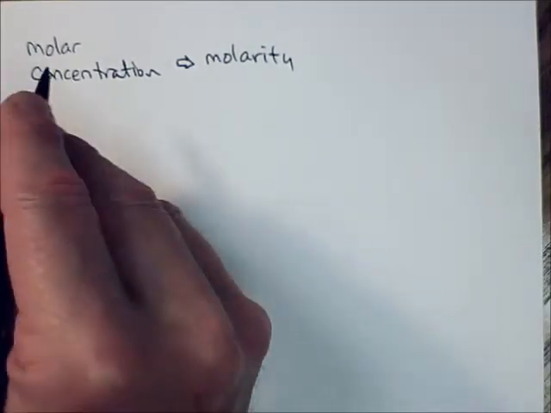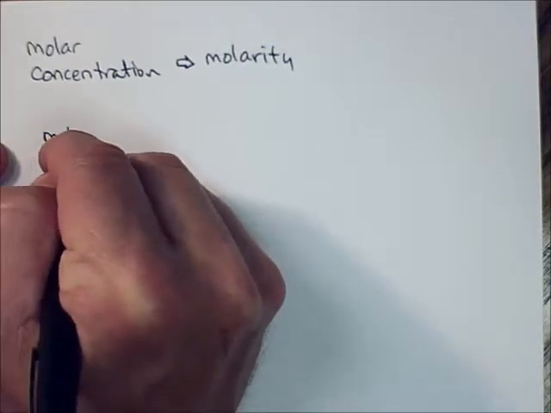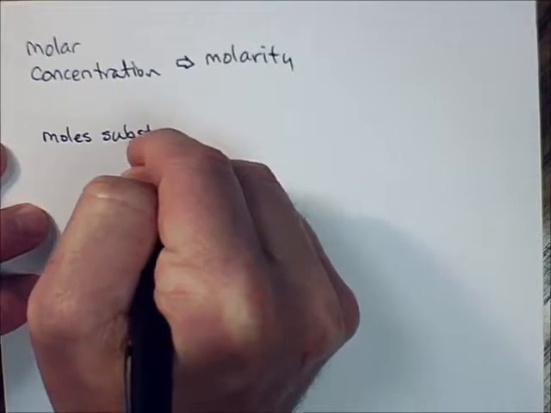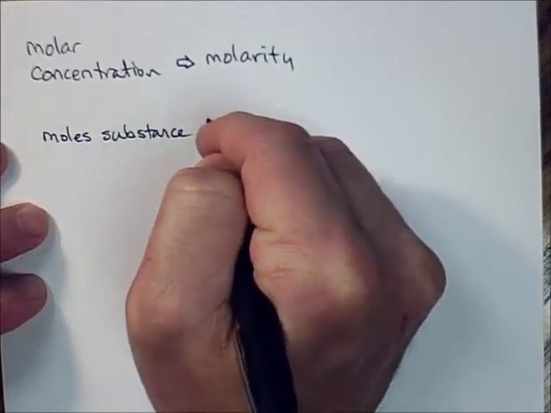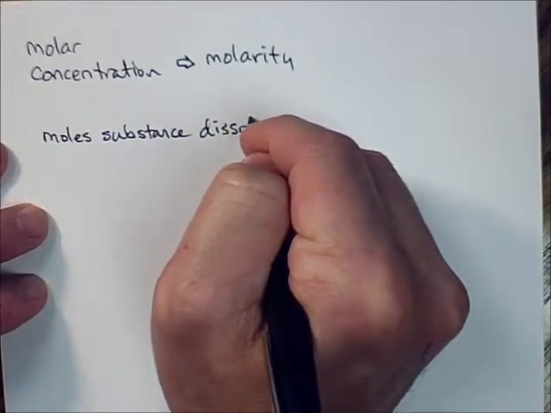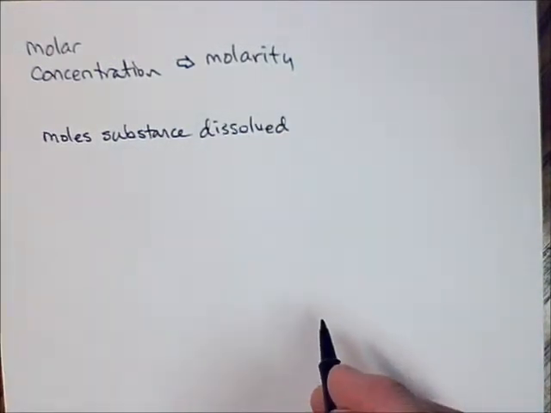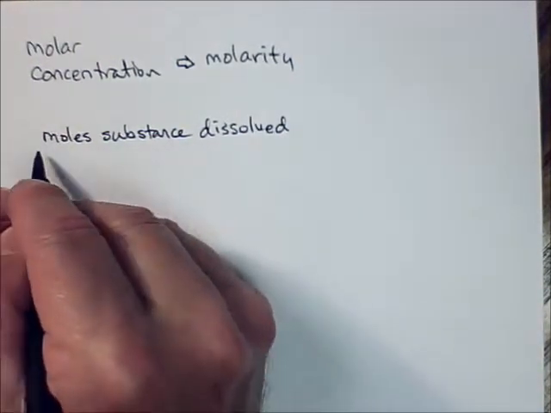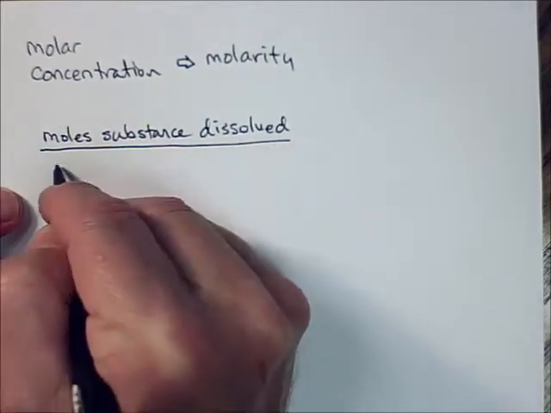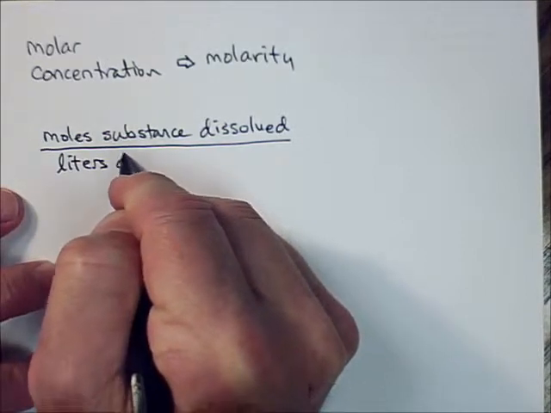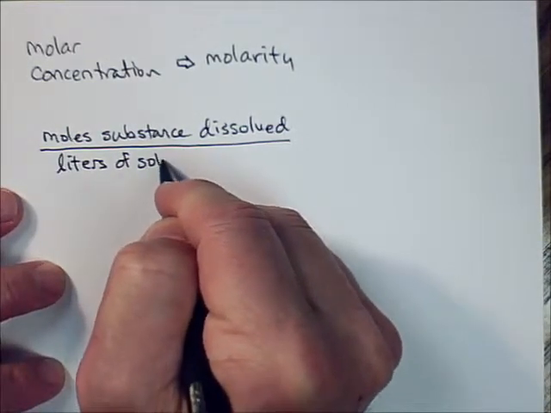Well, to get molar concentration, we need to know the moles of some substance that's dissolved. And most of the time in high school chemistry, it's going to be dissolved in water. Moles of substance dissolved over the liters of the solution.